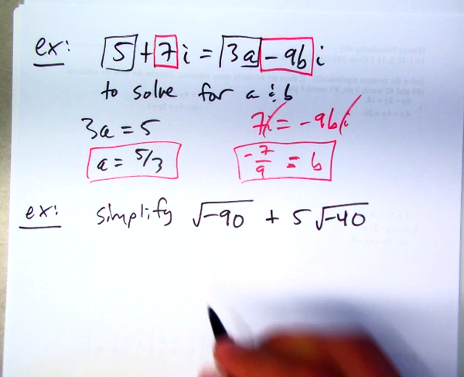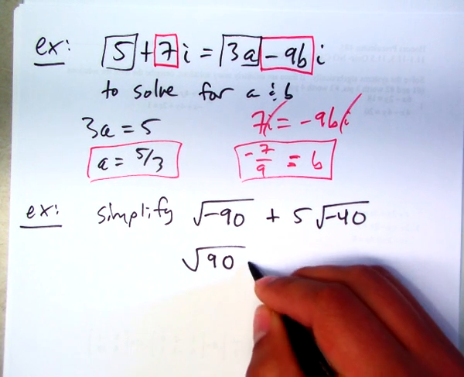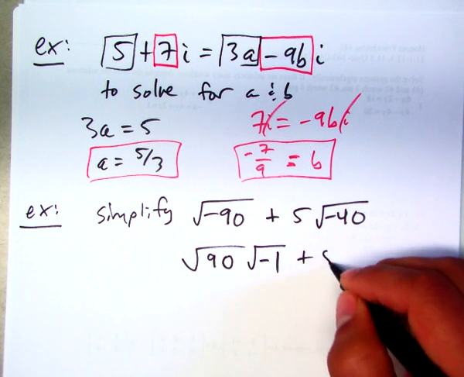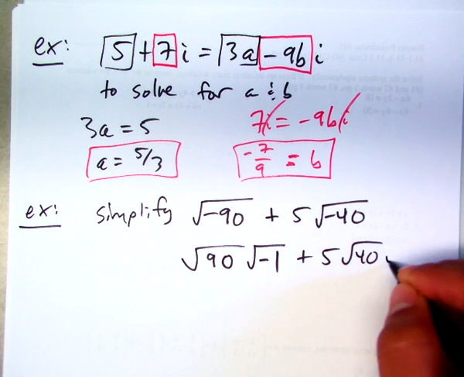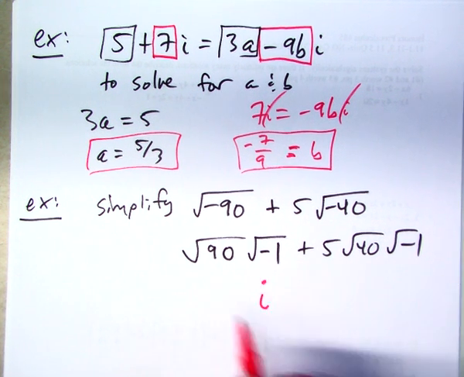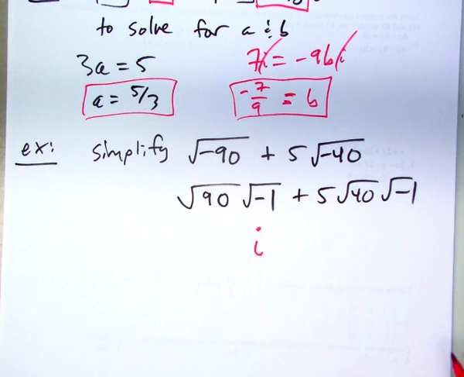This is the same as, yeah, I won't skip that step quite yet, but you guys agree that it's the same as root 90 times negative 1 plus 5 times root 40 times negative 1? Did you say plus i? That's the whole point, yeah. So this is just i, and if you know how to reduce root 90, what is it? 3 root 10?